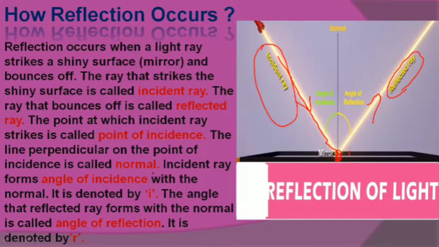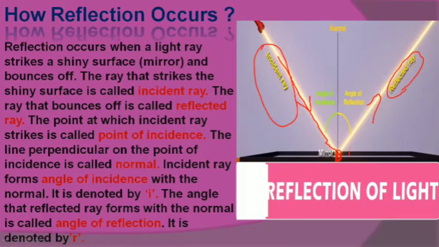The line perpendicular to the surface at the point of incidence is called the normal, because we will see this when we study image formation. These terms you must remember. The normal is the line from the point of incidence perpendicular to that surface, mirror or any surface.